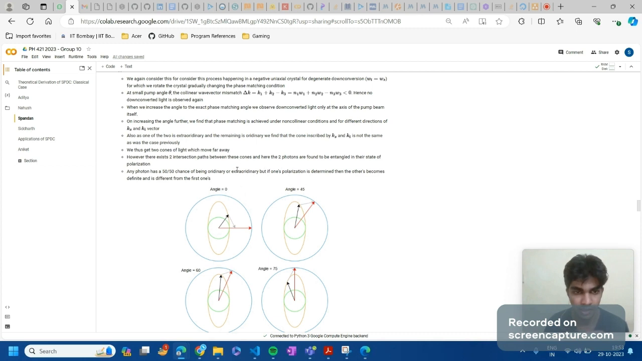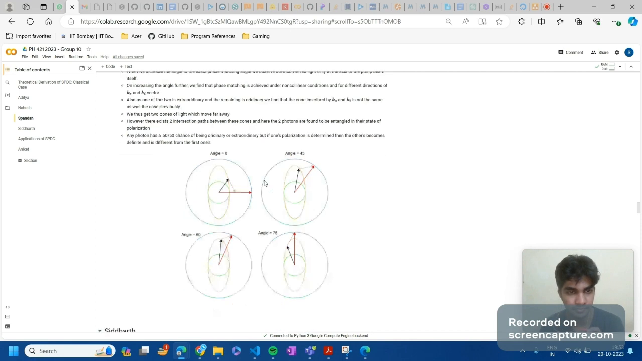And as we will see further, due to this reason, the two cones have two intersecting points, and we find that at these points the two photons present are in a state of entanglement, so that if one of them is found to be ordinary polarized, then the other must be extraordinary polarized, and vice versa.